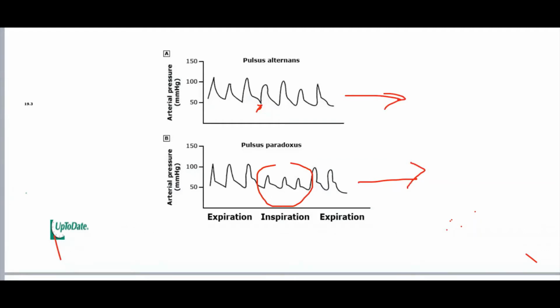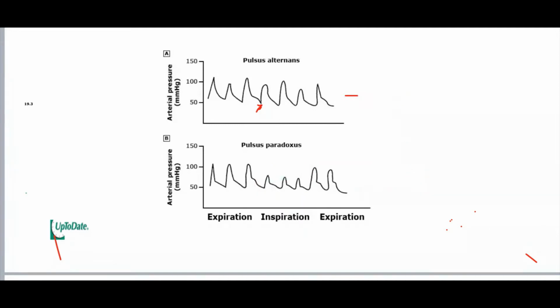And during inspiration it goes low because in tamponade, during inspiration, the septum goes left, and all the physiology that we explained with constriction applies here. And you have a decrease in the systolic pressure during inspiration, pulsus paradoxus, which indicates tamponade physiology.